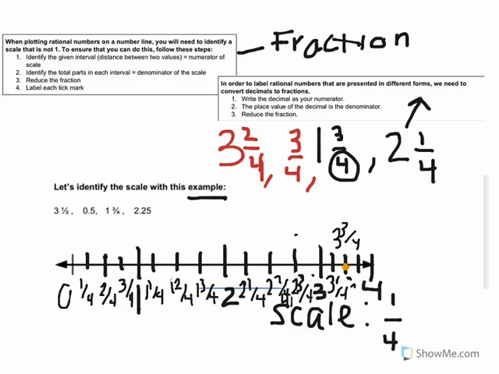Okay, our next number is 3/4, so there's no whole number in front of it, so we're going to look between 0 and 1 to find 3/4, because it's not even the whole number 1 yet, it's just 3/4 of 1. So let's take a look. We have 0, 1/4, 2/4, 3/4. So let's plot our next point here at 3/4.